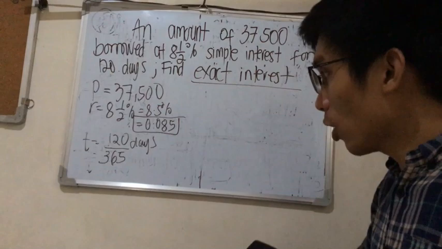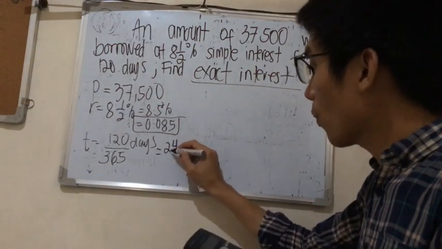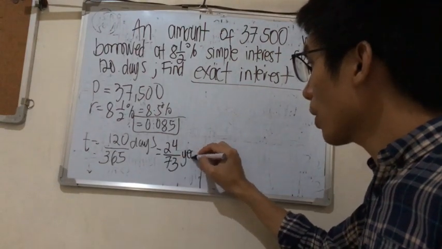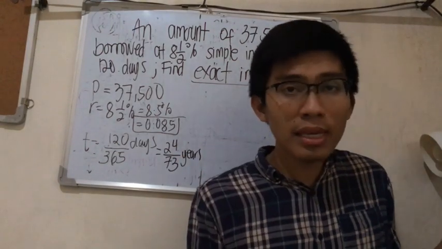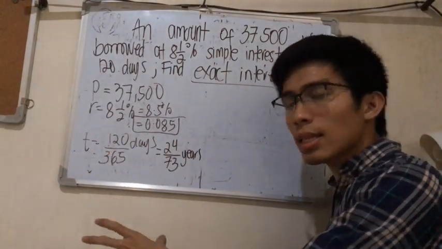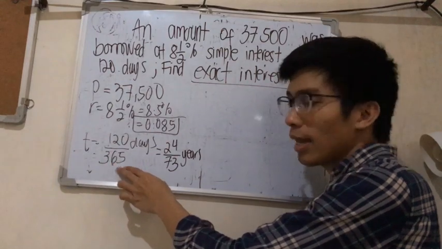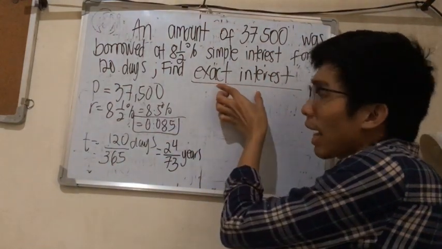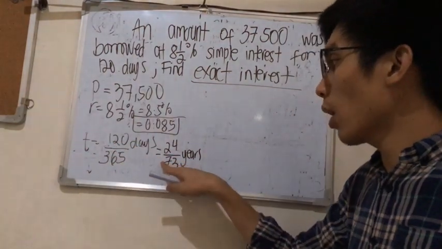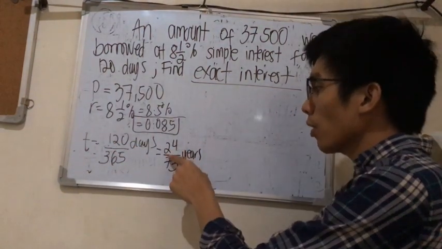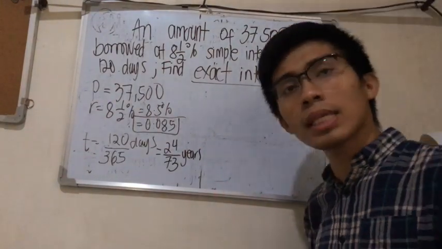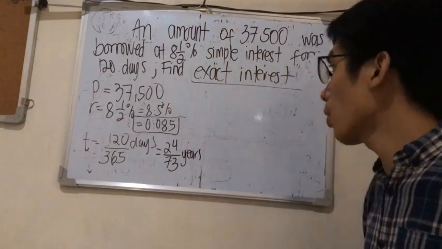That is, in lowest form, 24 over 73. Since we already converted that one, that is already in years. The new thing in this example is that the time is in days, so we use 365 because exact interest is what I'm looking for. 120 over 365 in simplest form is 24 over 73. After doing everything, same as my previous example, we have to substitute that in our formula.